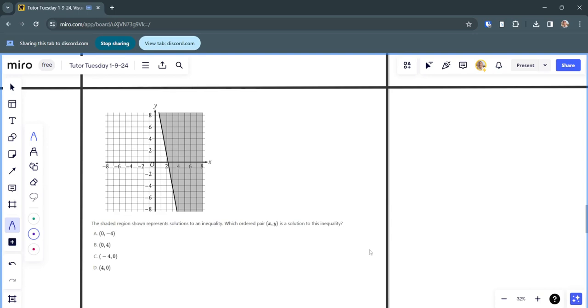Since they gave us the graph, I would actually just check whether all of these points fit into the inequality or not. So something like (0, -4) would be down here. That's outside, it's way outside. (0, 4) is also way outside. (-4, 0) is also way outside. And the last choice that we have is (4, 0), which does fit. So guess and check, or the graphical method, we can easily figure that one out.